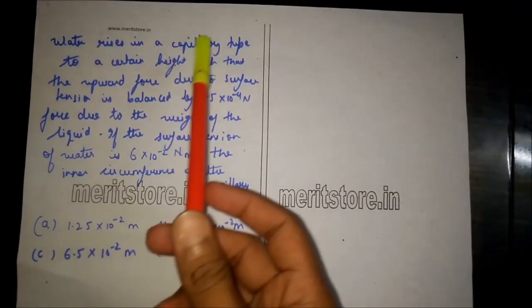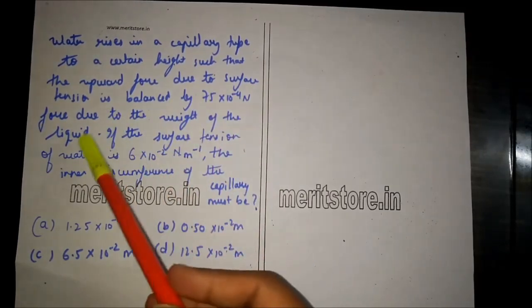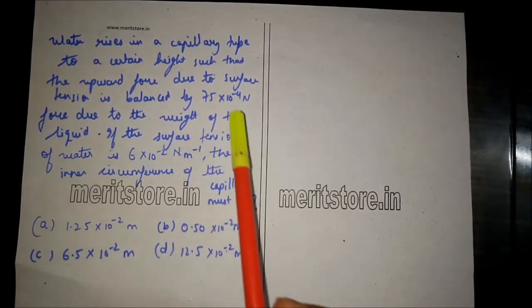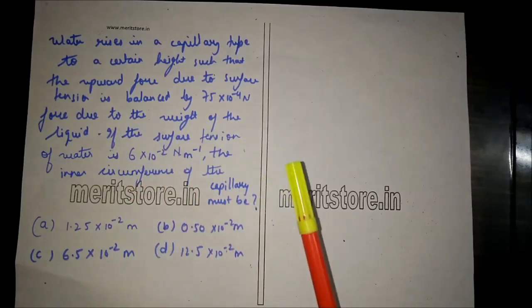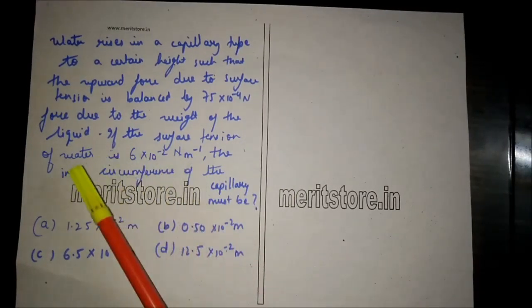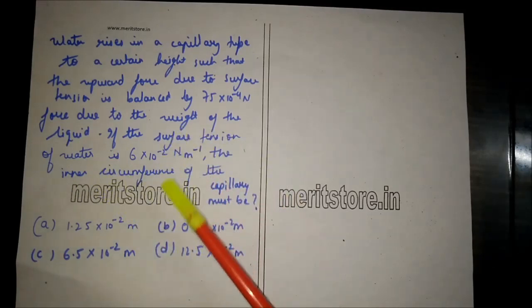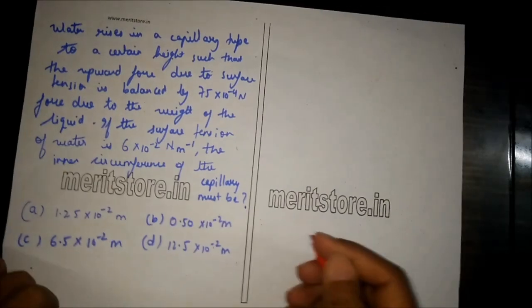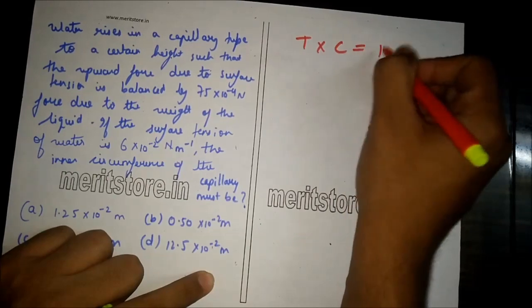Water rises in the capillary tube to a certain height such that the upward force due to the surface tension is balanced by 75 into 10 raised to minus 4 Newton force due to the weight of the liquid. If the surface tension of water is 6 into 10 raised to minus 2 Newton per meter, the inner circumference of the capillary must be. Here are the options.